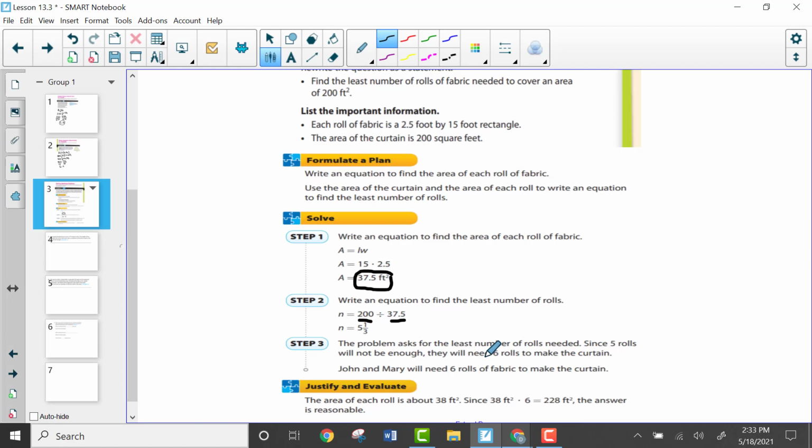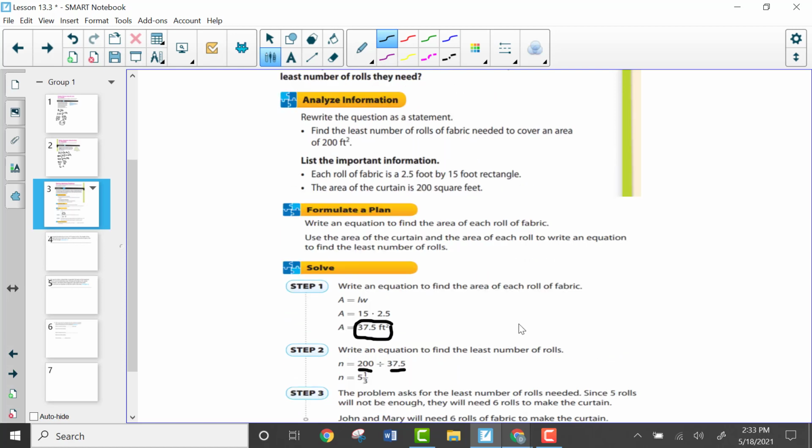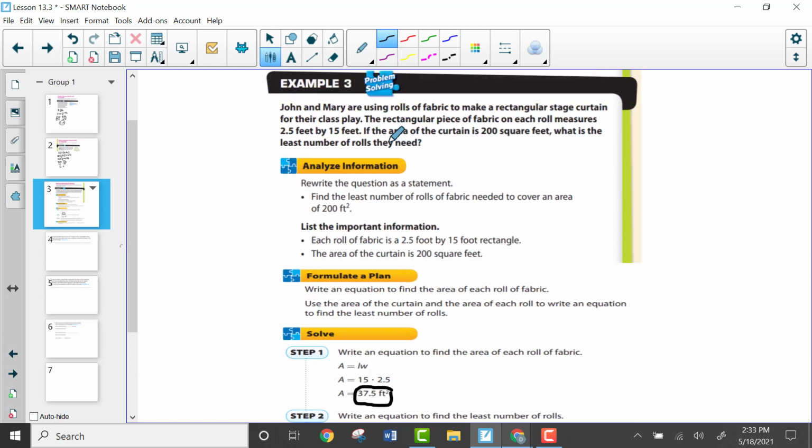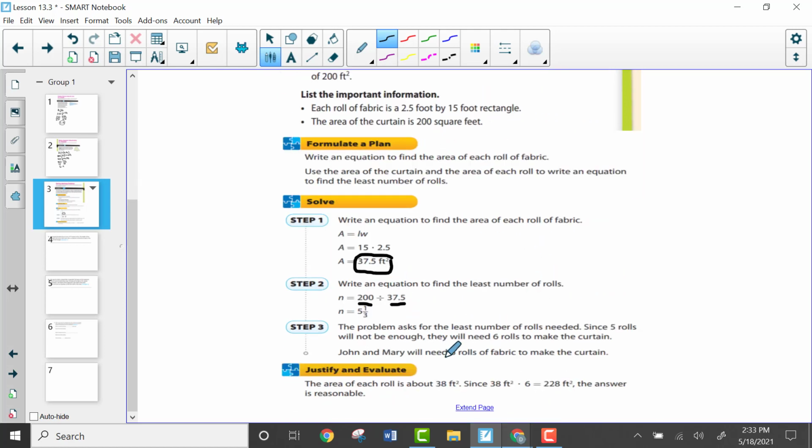Okay, now, 5 1/3, can we do that necessarily? We can cut maybe a third of one, but they're not asking that. They're asking what's the least number of rolls they need. So we can't say 5. We're not rounding this to the nearest whole number. We need to understand that 5 1/3, if you just have 5, you're going to have a third left over. So we can see that John and Mary will need 6 rolls of fabric to make the curtain, because 5 would not be enough, so they need 6 total.